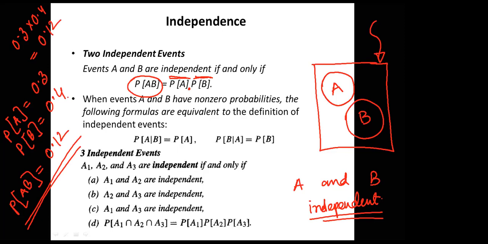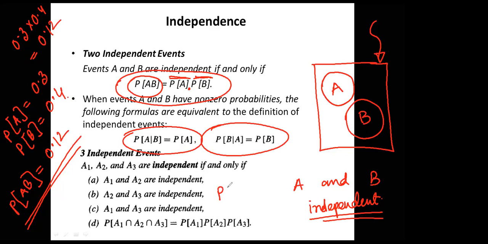Okay, so this is one criteria for two independent events. Another one is this: when events A and B have non-zero probabilities, the following formulas are equivalent to the definition of independent events. When A and B are independent, it means A doesn't have any effect on B, and B doesn't have any effect on A. So if they are independent, then this one is equal directly to probability of A. That means whether B is happening or not, that is not influencing the probability of A.